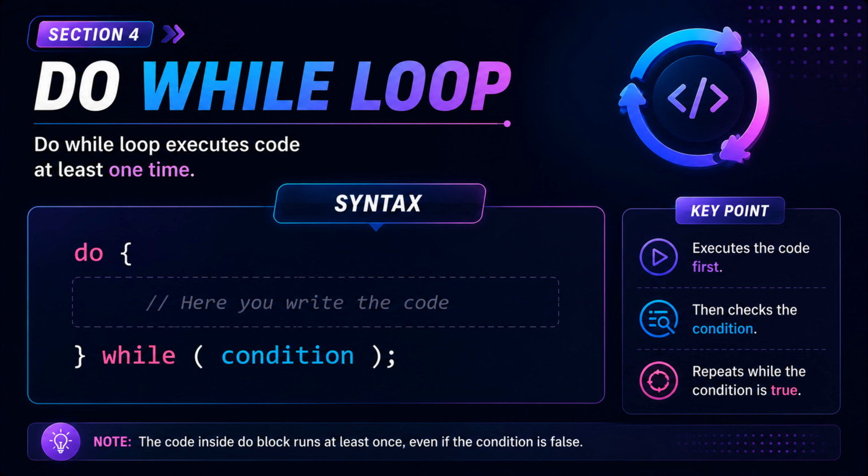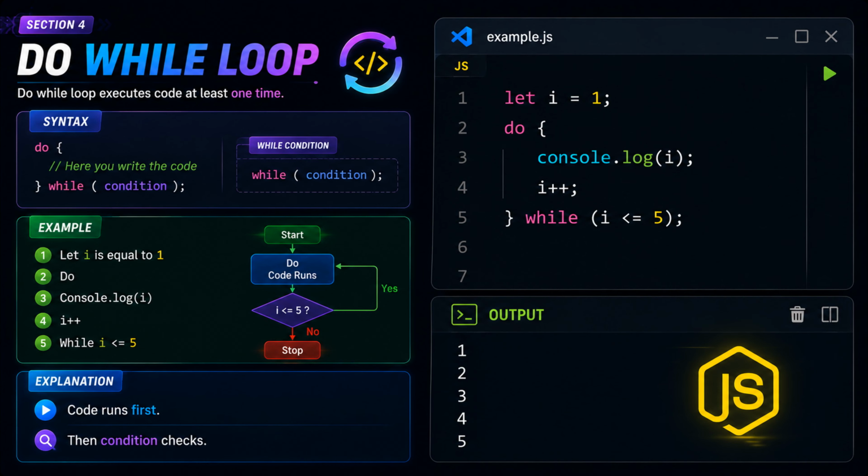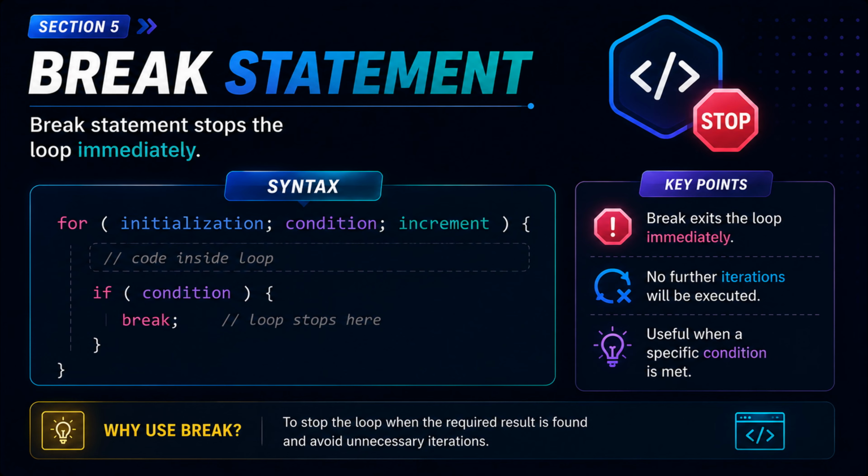Section 4, do while loop. A do while loop executes code at least one time. Syntax: do { here you write the code } while (condition). Example: let i = 1; do { console.log(i++) } while (i <= 5). Explanation: the code runs first, then the condition is checked.